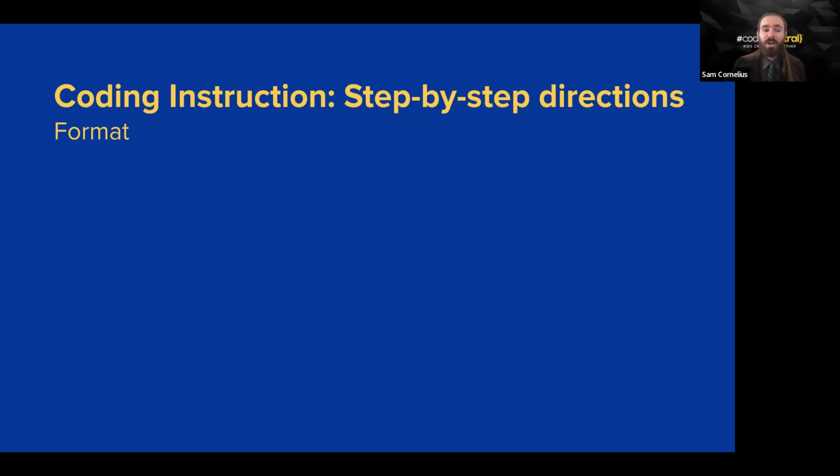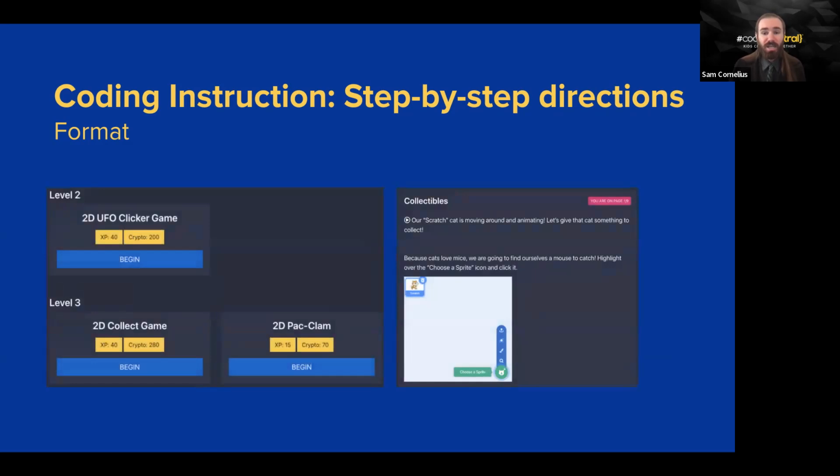Starting it off, we have our step-by-step directions. Now, these are pretty straightforward. What you're looking at is your project cards. It can be video games, it can be websites, it can be robots, whatever you're doing, you've got a final project designed for the end, something that they get to see. They are generally formatted in a set of directions and a picture associated with it that the students are following step by step.